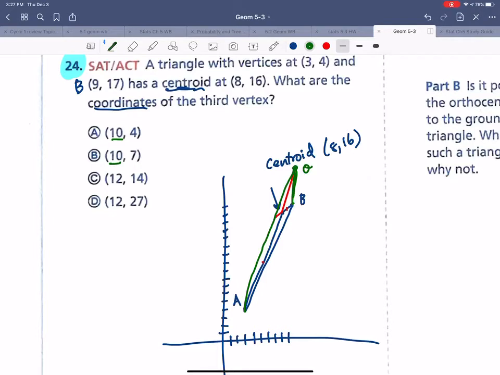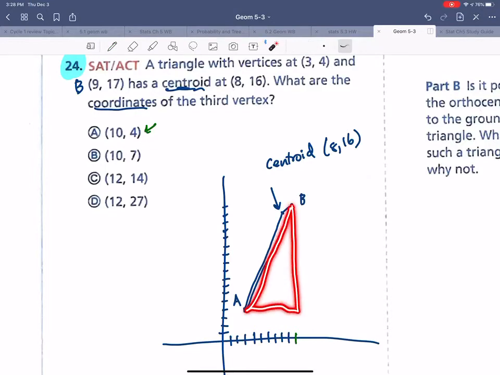10, 7. Here, let me take this back here. 3, 4, 9, 17, 8, 16. Okay. Well, I can actually graph this and see how it goes. So this is 9, 10, 4. So would my centroid be over there? Well, no, that's outside my triangle. Would my centroid be over there if I was 10, 7? 1, 2, 3, 4, 5, 6, 7. Well, no. Centroid would not be over there.